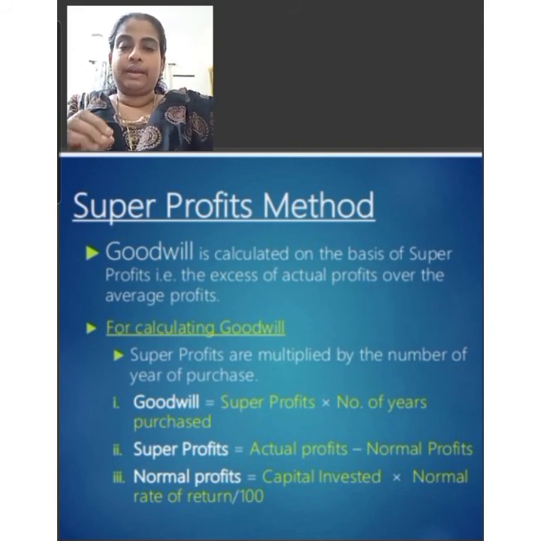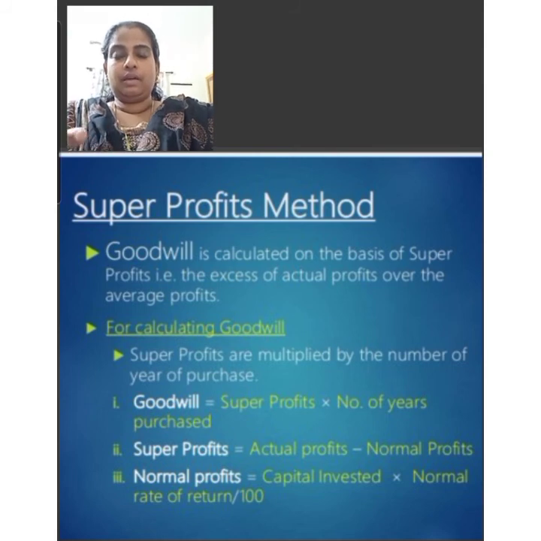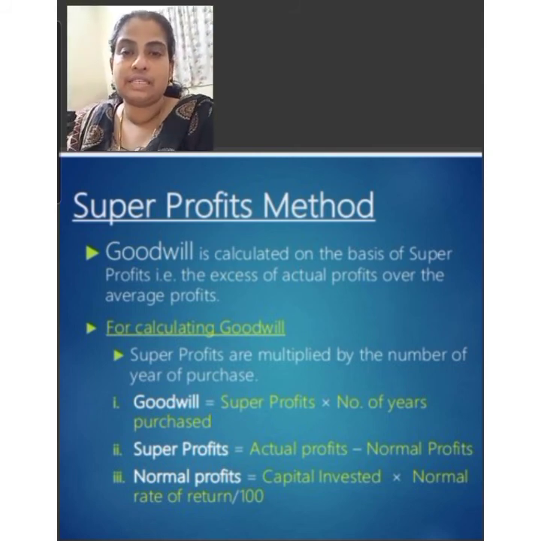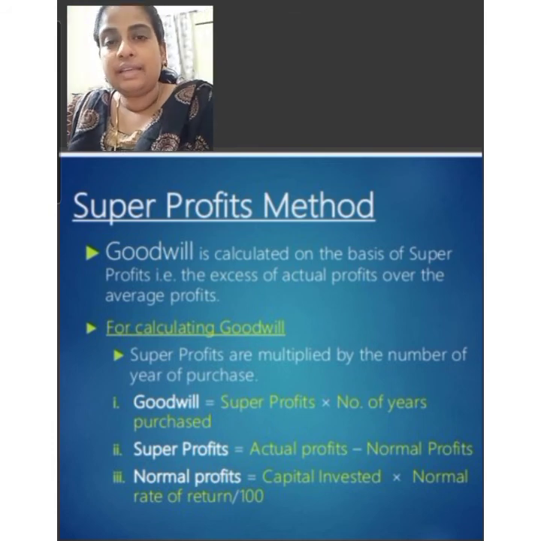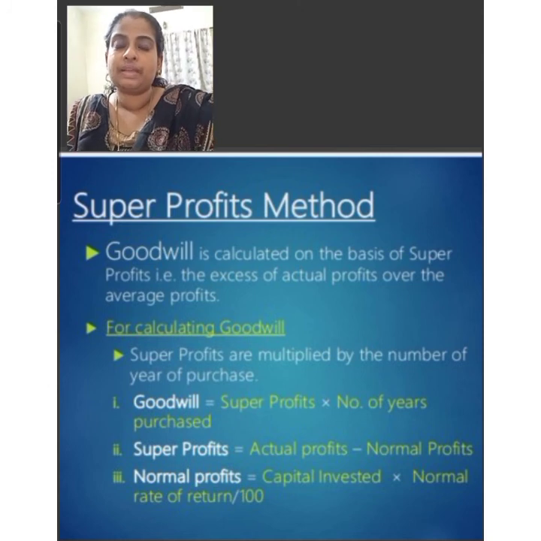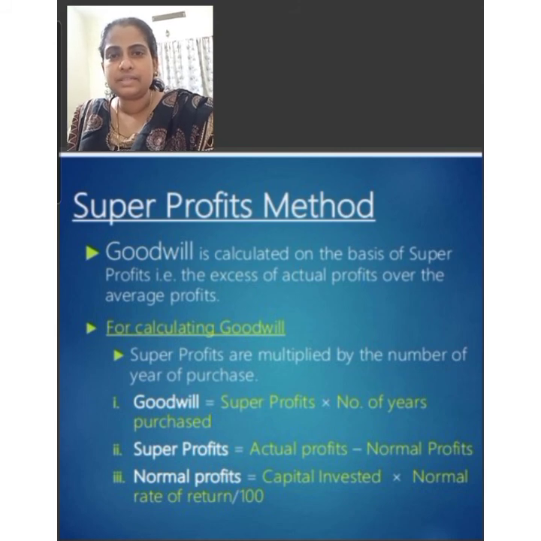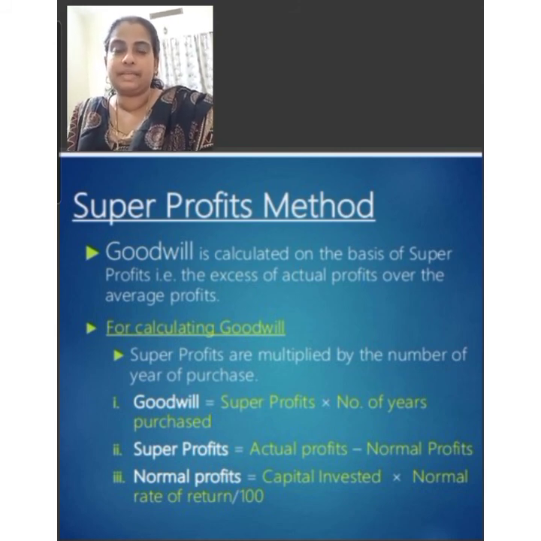The first step is to write down the equation for calculating goodwill. Goodwill equals super profit into number of years purchase. The next step is to calculate the amount of super profit. Super profit equals average profit minus normal profit. Here the average profit is also given. Last year's profit is given, that is 48,000. The next step is to calculate the amount of normal profit. Normal profit equals capital employed into normal rate of return divided by 100. That is 2 lakh into 15% divided by 100.